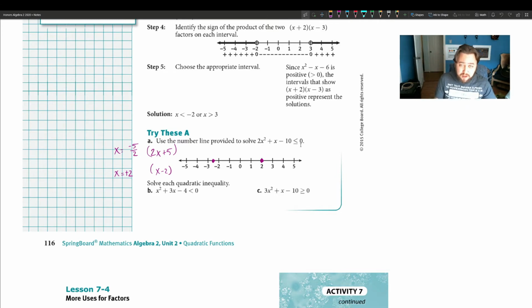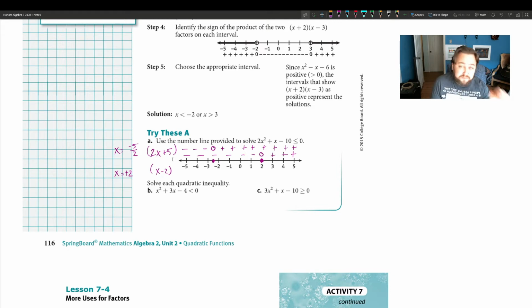So for the top one, this 2x plus 5, I know that that 0 is negative 5 over 2, so I'm going to put the 0 there. If I go smaller than that, I'm going to be in the negatives. If I go bigger than that, I'm going to be in the positives, right? For my bottom one, that's where x is plus 2. That's my 0. If I go smaller than that, I'm going to have negatives. Less than 0 is negative. And the other way is going to be positives.